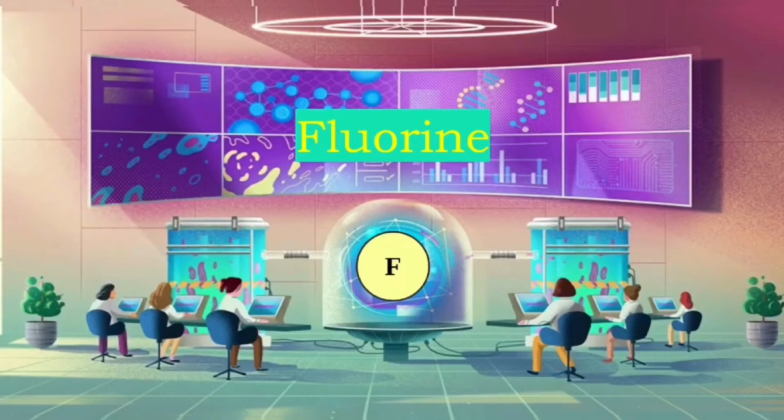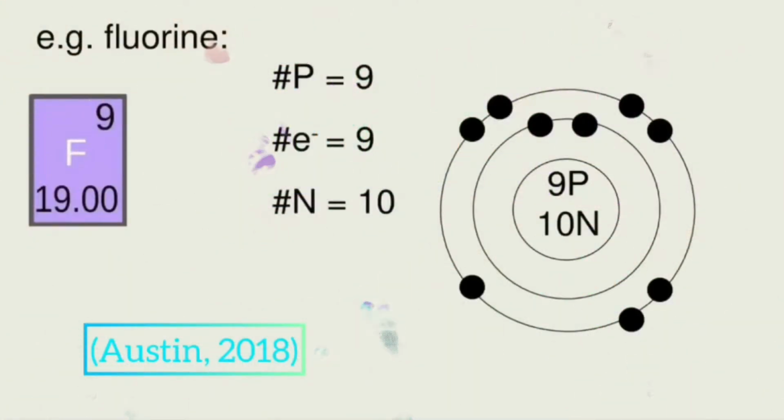Today we'll be talking about the Bohr-Rutherford diagram and the Lewis dot diagram for fluorine. First, I will be talking about the Bohr-Rutherford diagram, then I will be getting into the Lewis dot diagram.